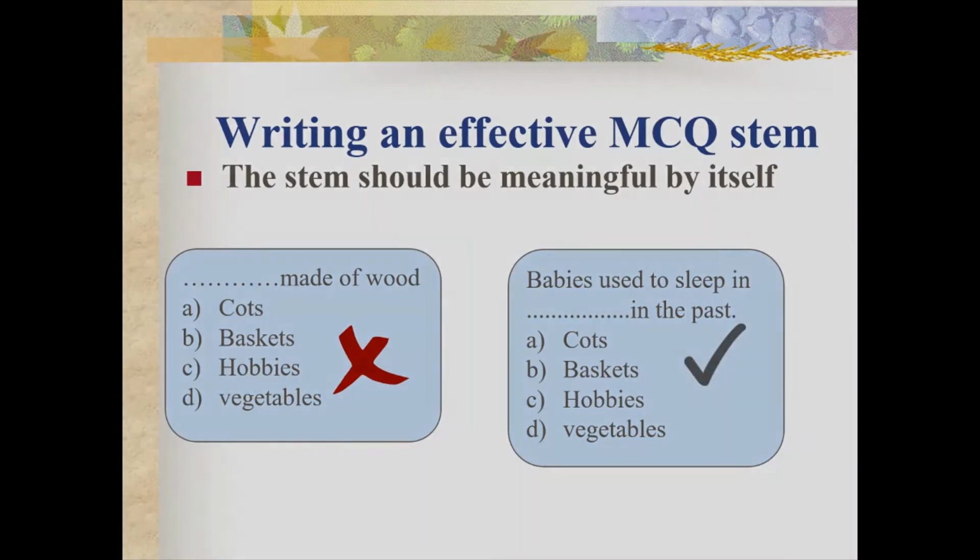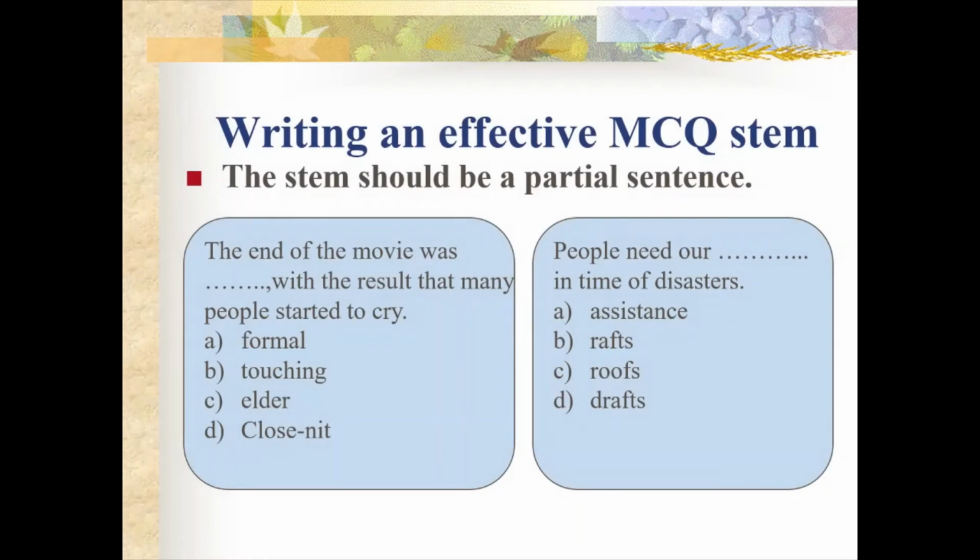The second point, the stem should be a partial sentence or an incomplete sentence. Look at both examples. By the way, they are both right. The end of the movie was touching, with the result that many people started to cry: formal, touching, elder, close-knit. People need help in times of disasters: assistance, rafts, roofs, drafts.